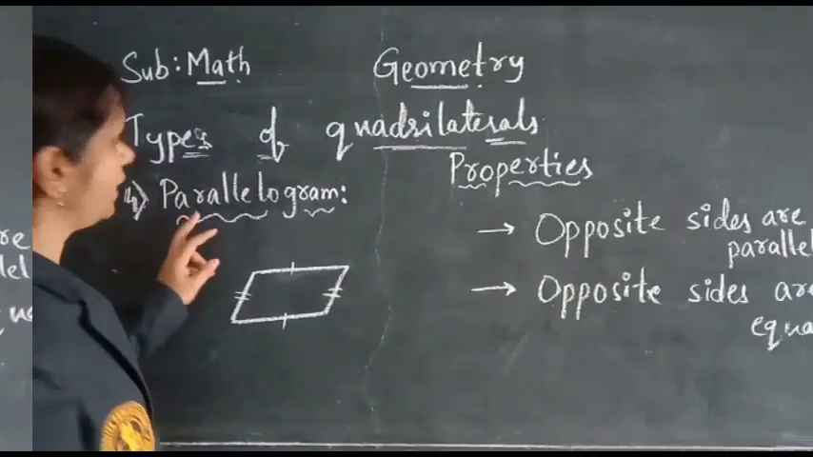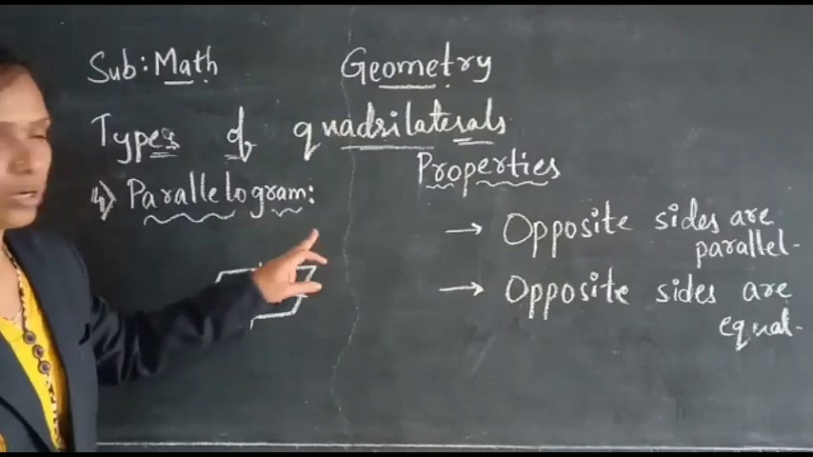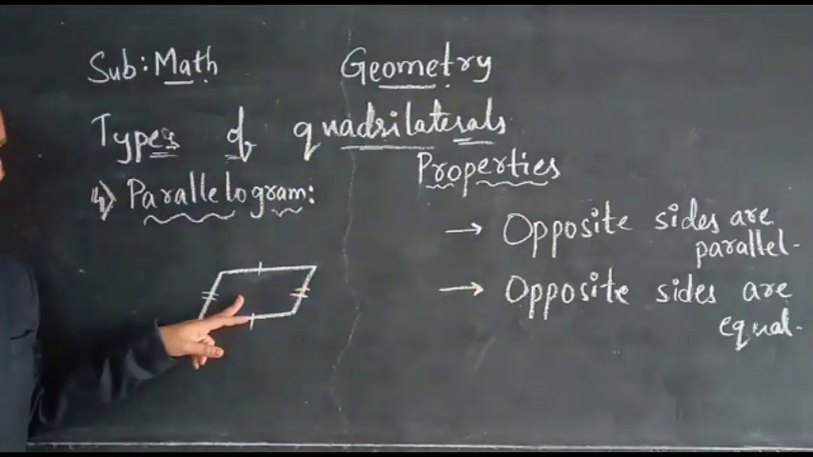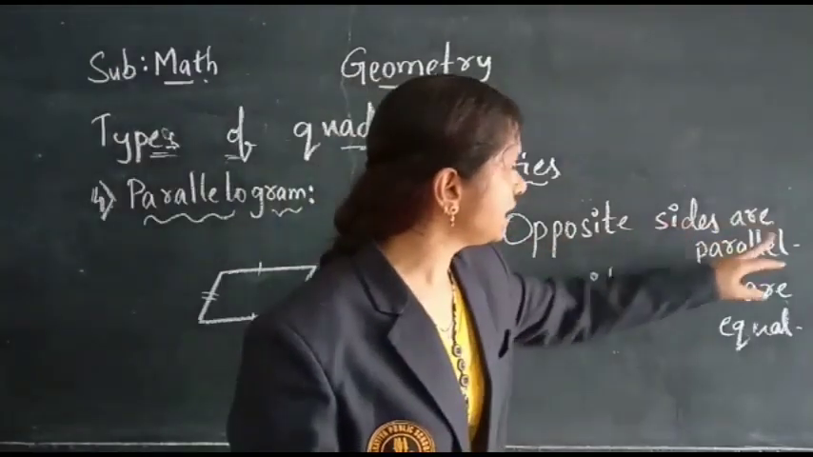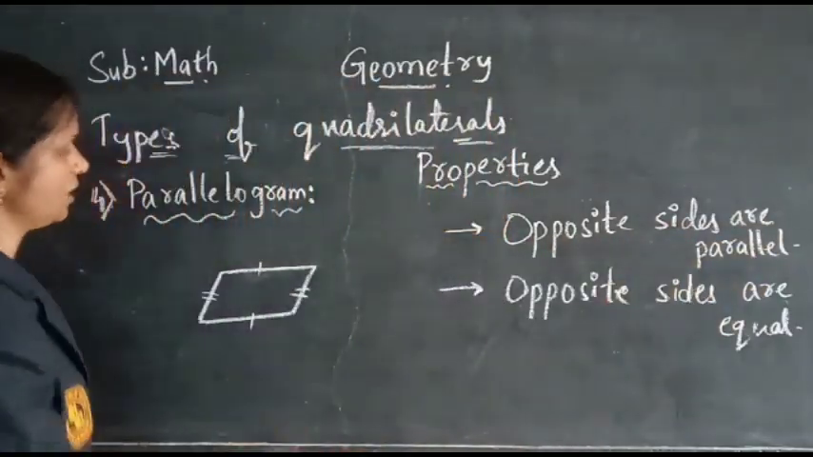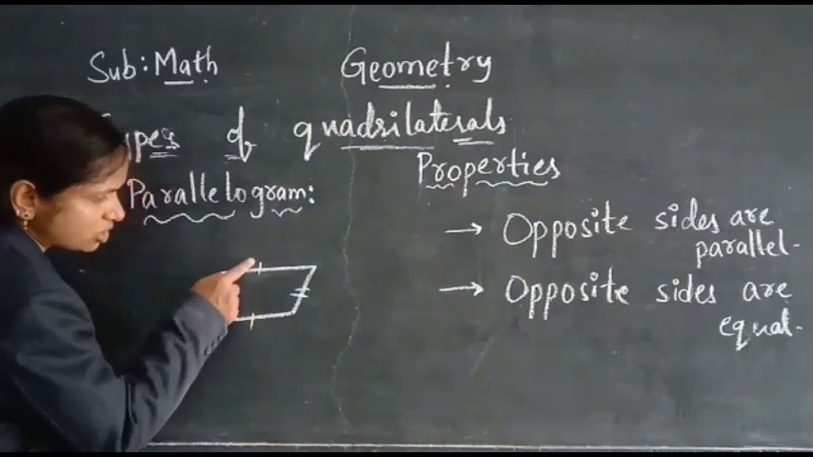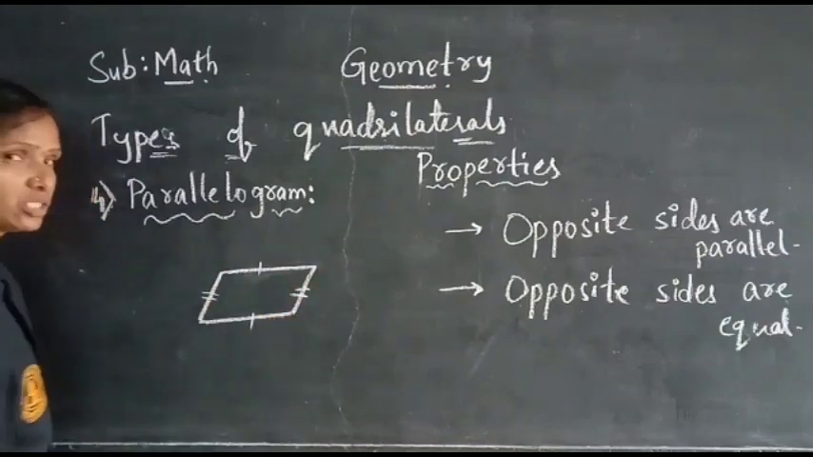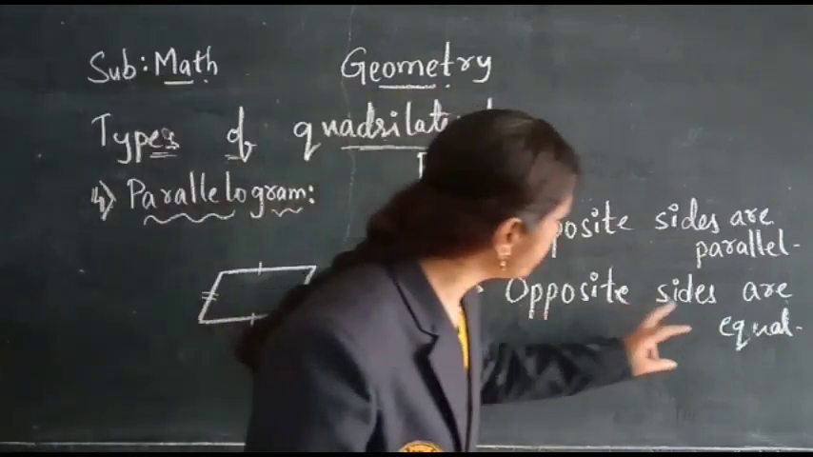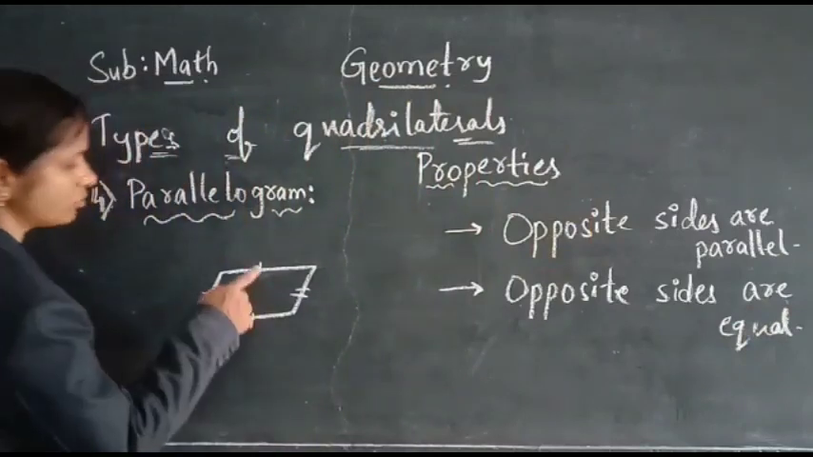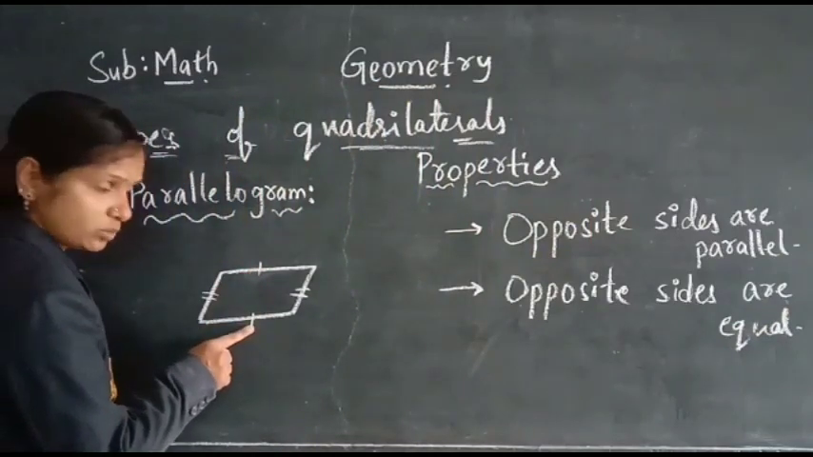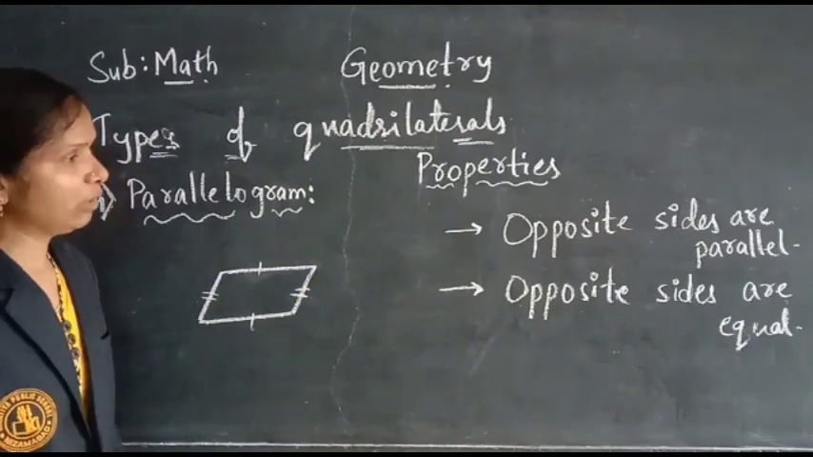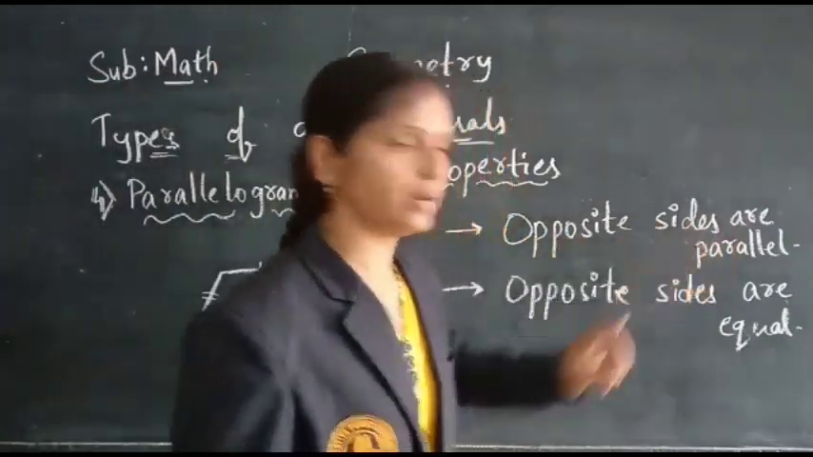The next quadrilateral is the parallelogram. Now its properties. Here you can see the shape of the parallelogram. Opposite sides are parallel. The top and bottom should be parallel, and the left and right line segments should be parallel. Now opposite sides are equal. Here also the top and bottom line segment lengths should be equal, and the left and right line segment lengths should be equal.